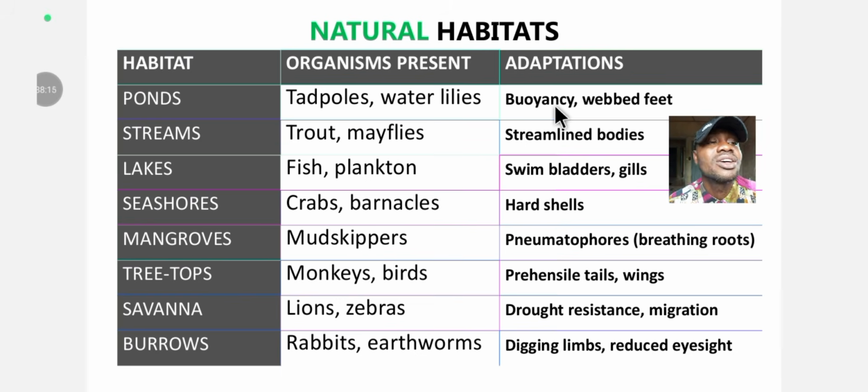So the tadpoles possess webbed feet. That webbed feet is what they use to swim inside the pond, and also to move around for small organisms to feed on. All those small organisms they feed on. So that's their adaptive feature for the pond.